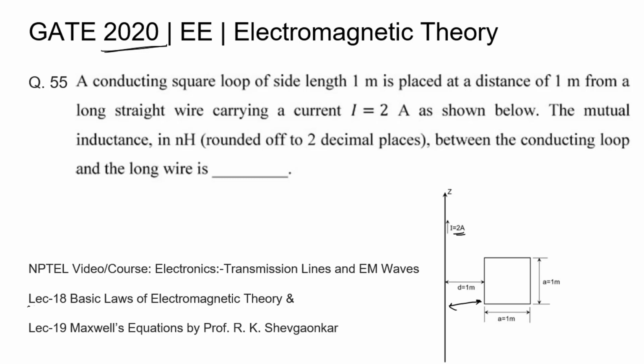We are asked to find the mutual inductance in nanohenry, rounded off to 2 decimal places, between the conducting loop and the long wire. For solving this question we need to refer to the NPTEL video course on transmission lines and EM waves, lecture 18 and lecture 19, both from Professor R.K. Shivgaonkar. So moving on.